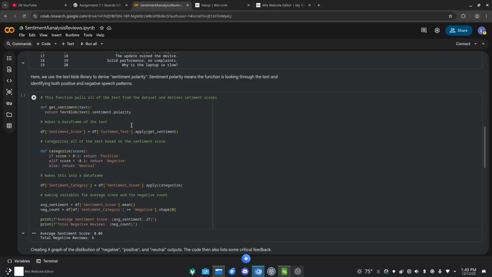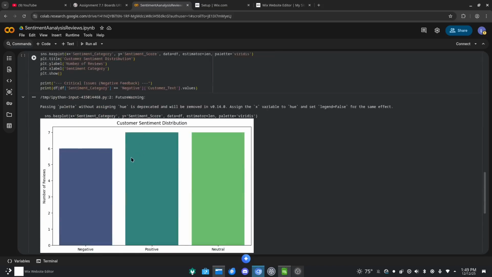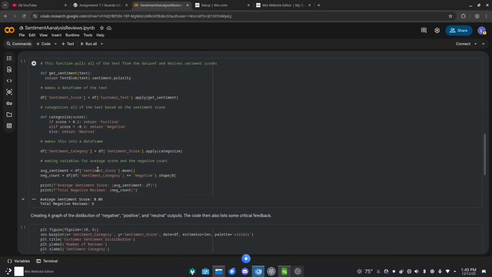and then we decide whether that is going to be positive, negative, or neutral here. We make this into a data frame so it can be read in this graph below. So we're just making that, and then we're printing the average sentiment score from this, and how many negative reviews we got, since those are going to be two important factors for this analysis.